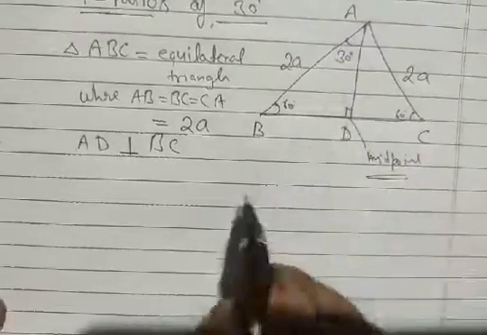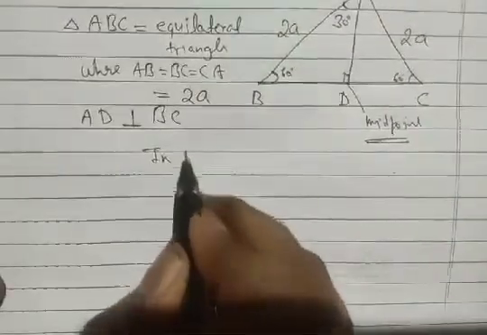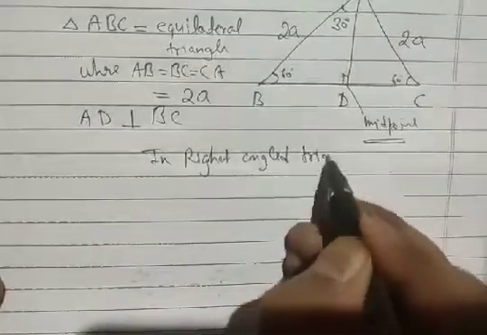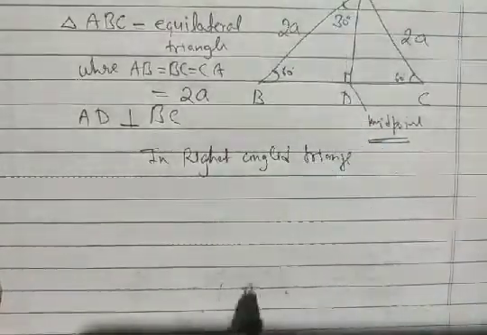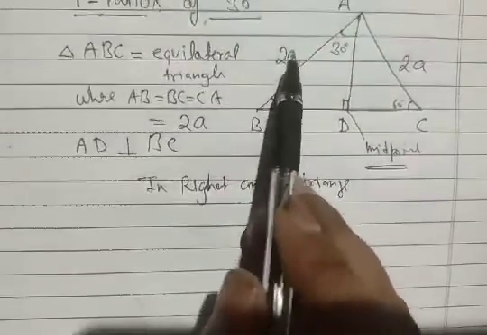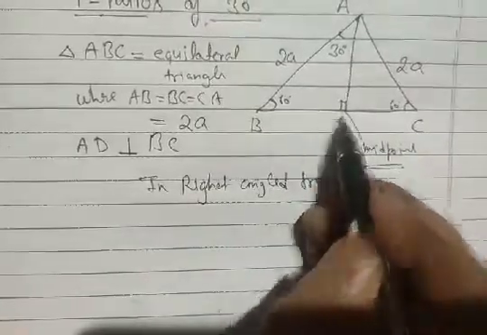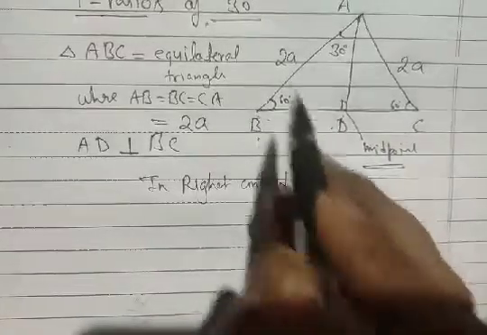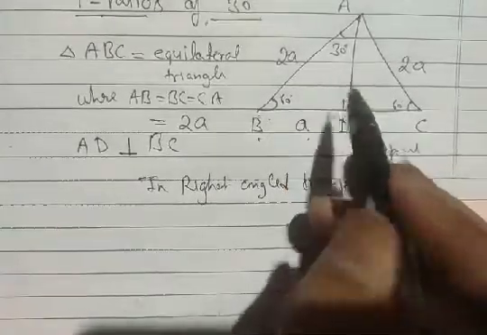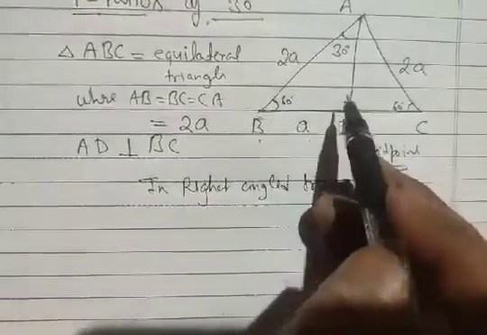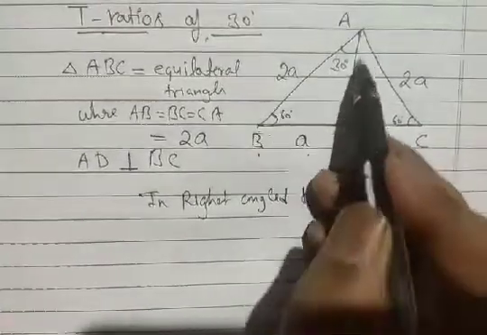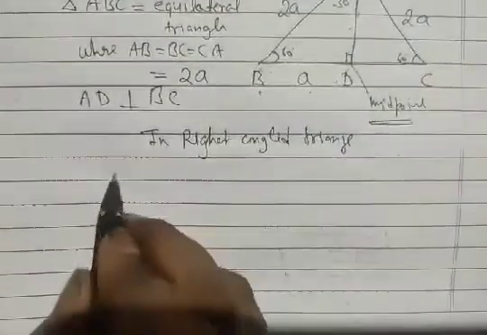Now we have a right angle triangle. I'm just going to draw it, having sides 2A. This is D, our midpoint. Then BD length is A here. Now we are going to find the length AD. In triangle ADB, we are going to find AD using the Pythagoras theorem.